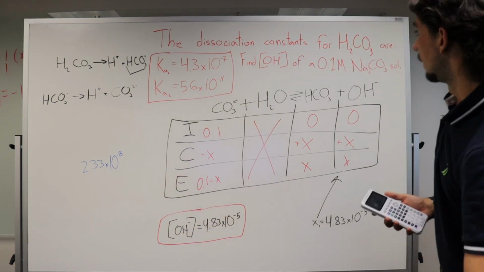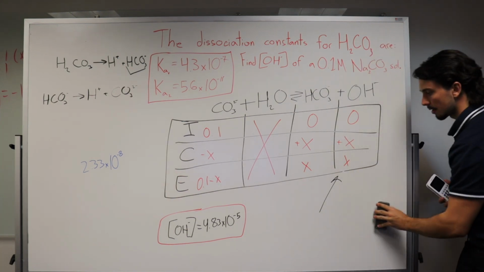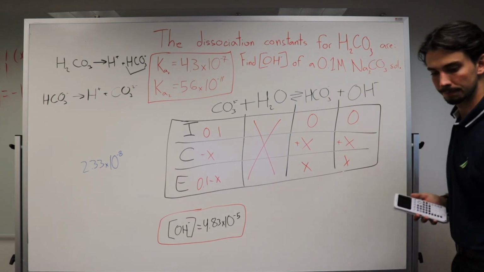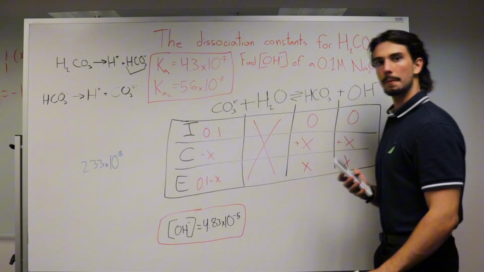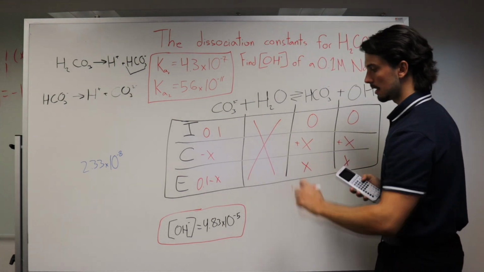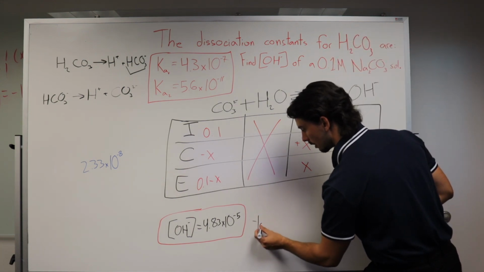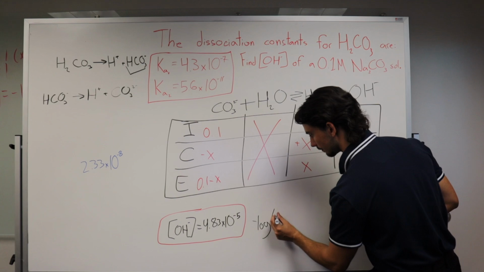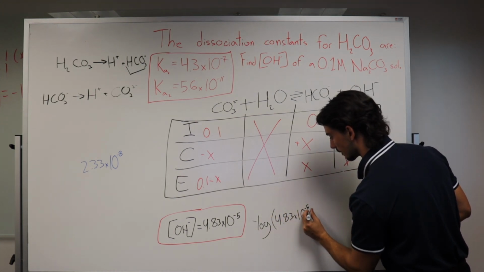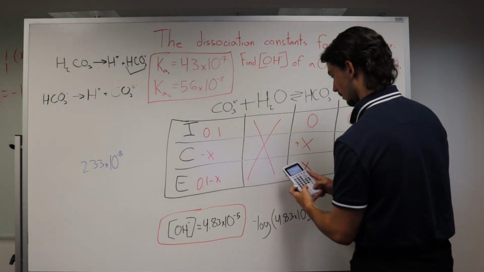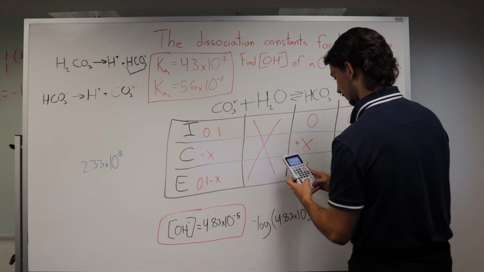Awesome. Now, that's all that it's asking us in this question, but let's test ourselves a little bit. Let's try to find the pH of this solution. So if we want pH and we have a concentration of hydroxide, first thing we can do with that is find the pOH. So our pOH will just be the negative log of that number, 4.83 times 10 to the negative fifth. Let's do that. Let's do negative log of 4.83 times 10 to the negative fifth.